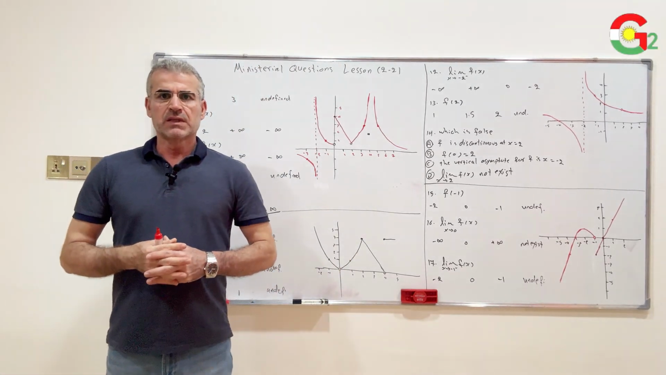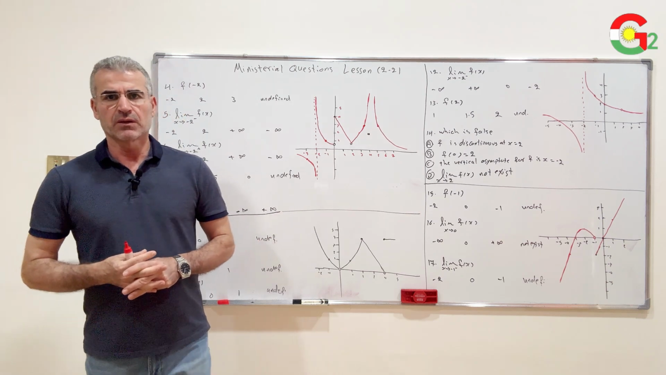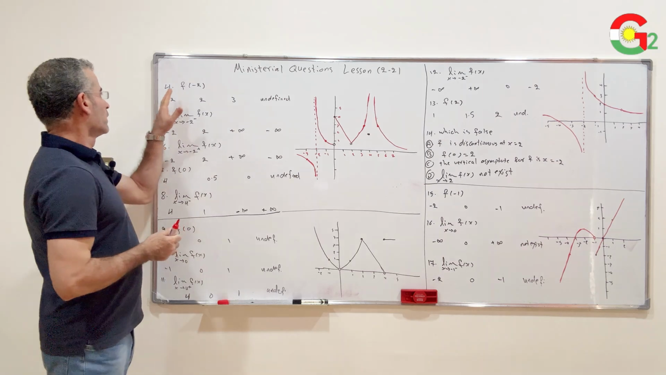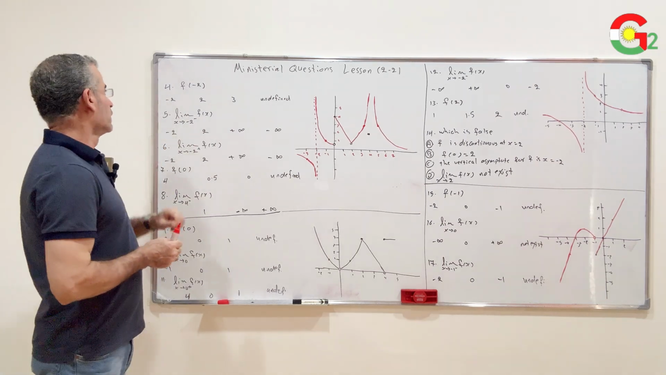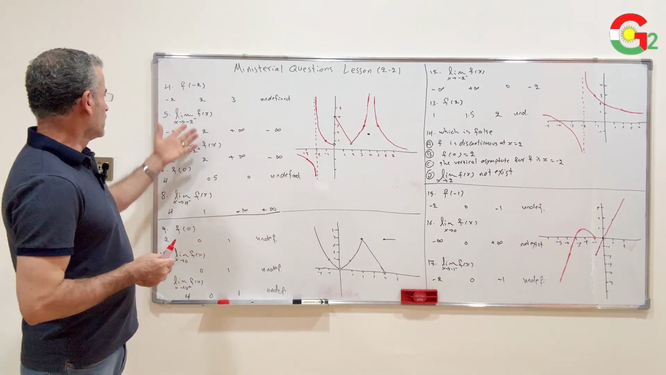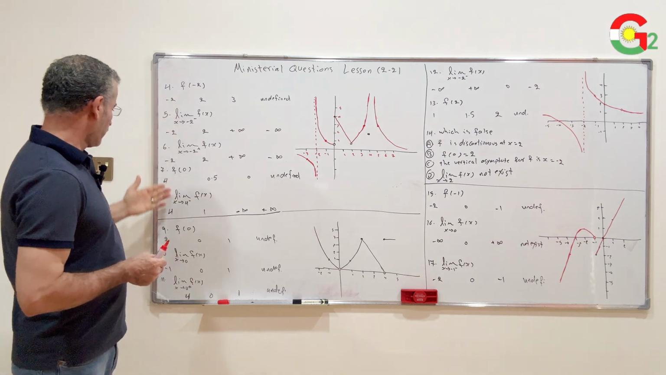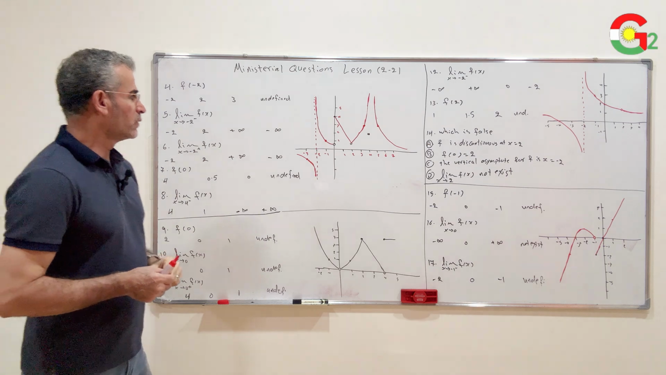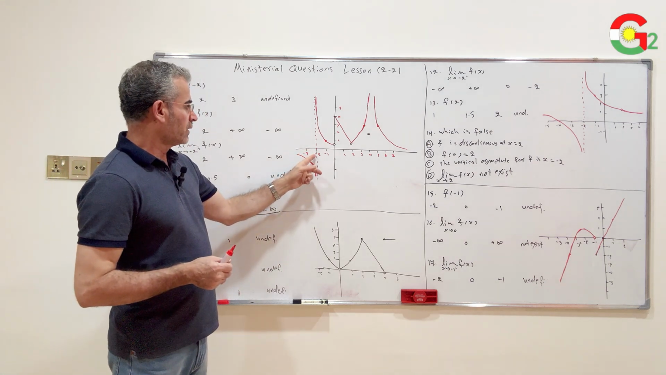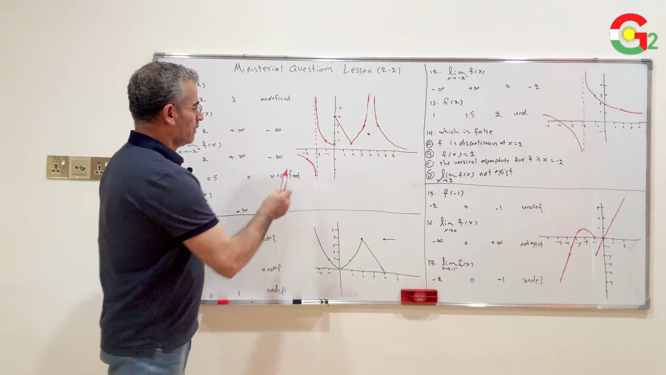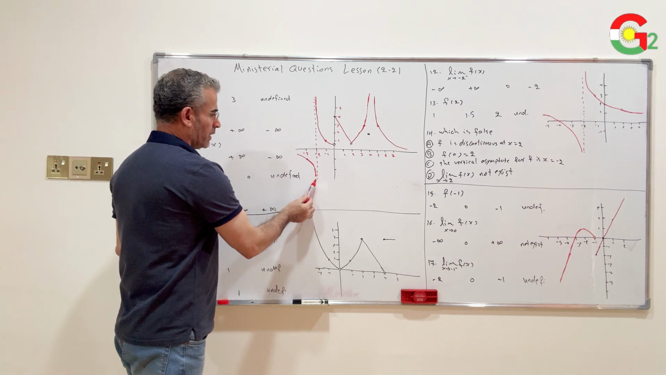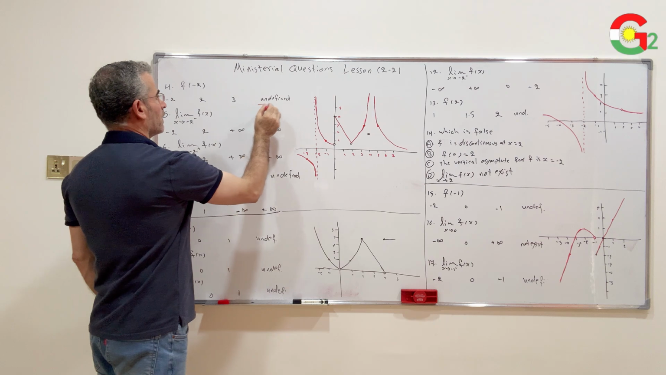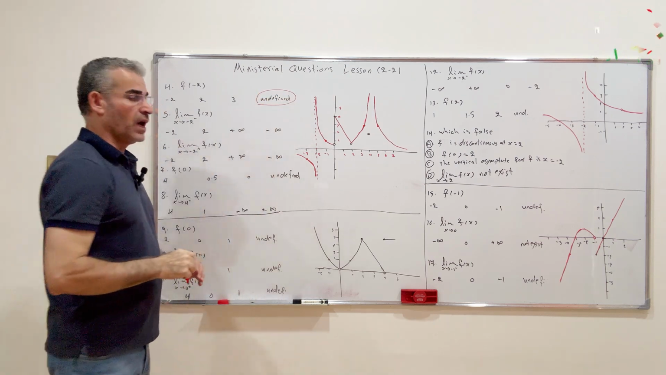Hello everyone. In this lesson, I will solve the ministerial question for lesson 2.2. Question number 4. Use the given graph to answer the question from 4 to 8. f of negative 2. As you see, from the left it goes to negative infinity, from the right it goes to infinity, then the right choice is D, undefined.